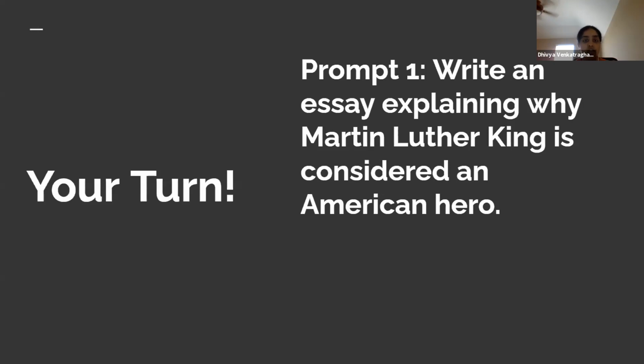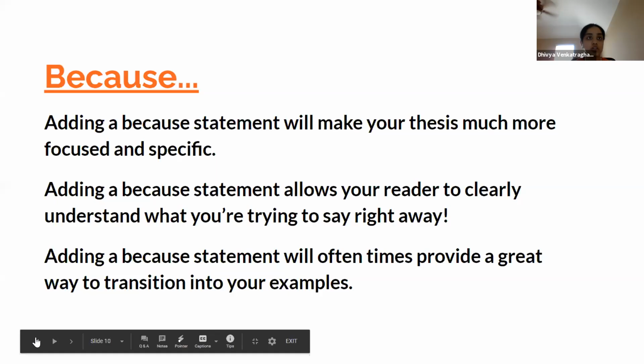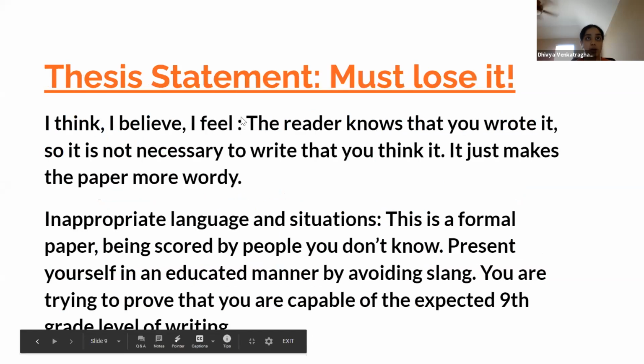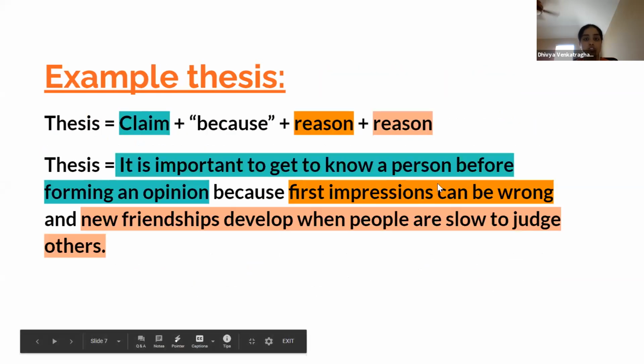The first one says, Martin Luther King Jr. is considered an American hero because of his work during the Civil Rights Movement and his famous I Had a Dream speech. That thesis, very nice. It follows the format of answering the question and then your because, and then your 2 reasons. His work during the Civil Rights Movement and his famous I Had a Dream speech.